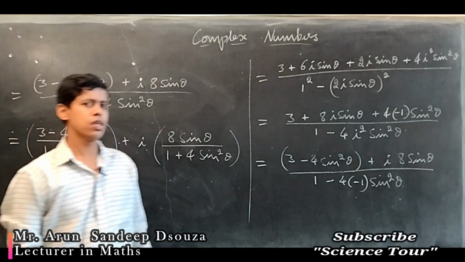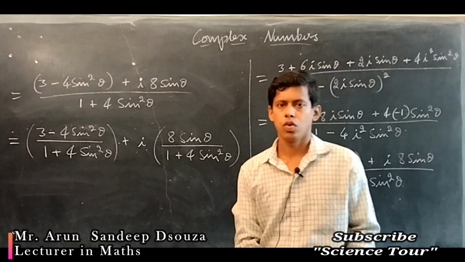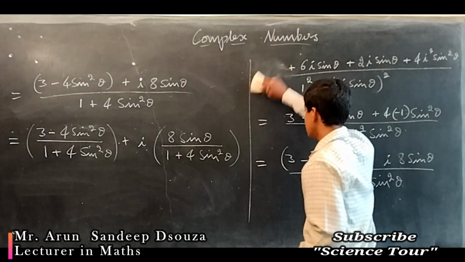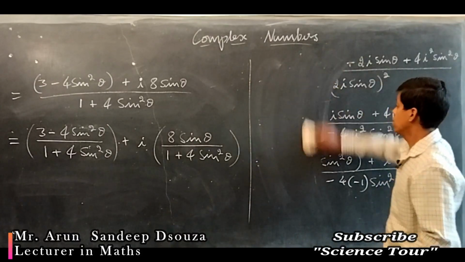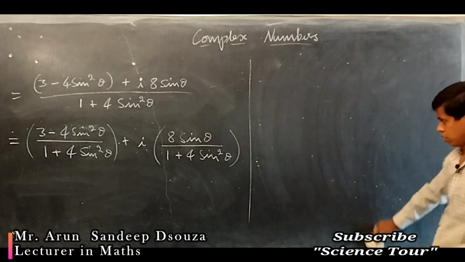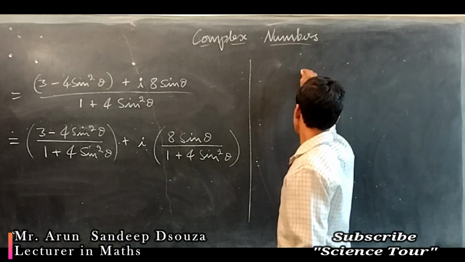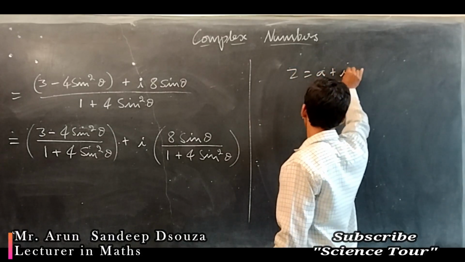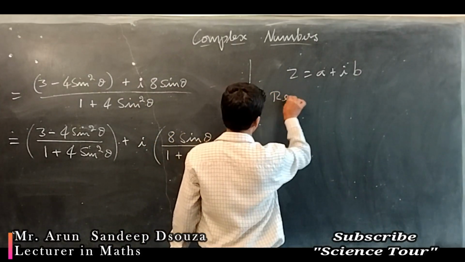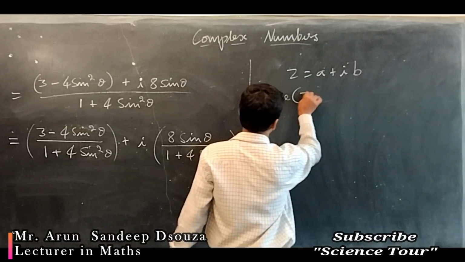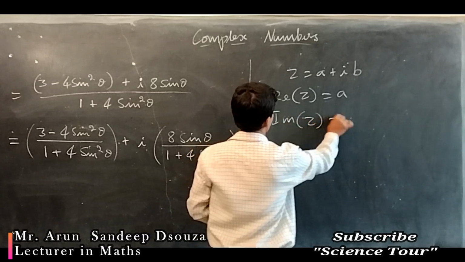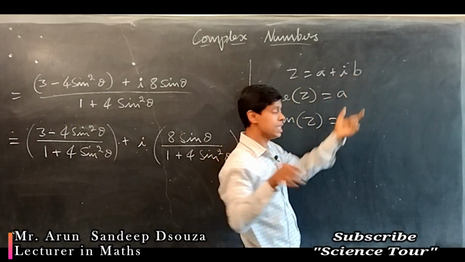Now what did they give in the question? What we are doing actually, we are finding the real theta. We are finding the real theta. So that word real is the key word. Okay, so what does that mean for us? Now we have a complex number a plus ib. Here, if we need to find the real part, what do we do? Real part is only a. What is the imaginary part of this complex number? Imaginary part is only b.